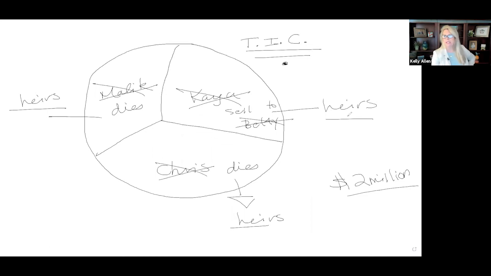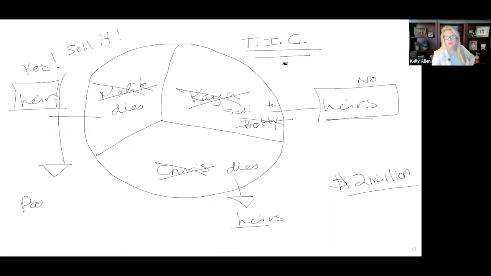Ding, ding, ding. But let's say these heirs don't want to sell. No, we like the beachfront property. Sorry, guess what? These heirs want to sell. Yes, we want to sell. So yes, sell it. Let's get the money. So what are they going to do? They're going to file a what? They're going to file a partition suit to force the sale.